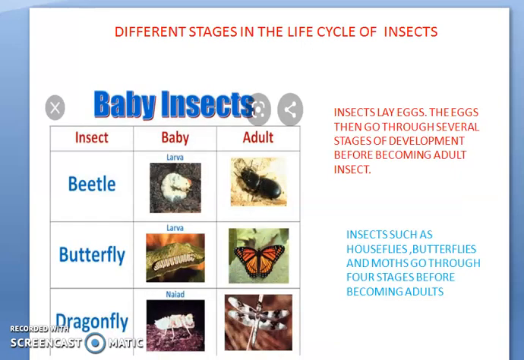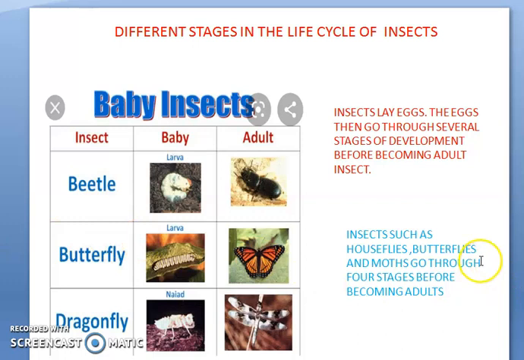So last class we learned that insects are animals which lay eggs. They reproduce by laying eggs. The eggs then go through several stages of development before becoming adult insects. When they hatch out of the egg, they do not look like the parent insect. Rather, they look like a worm. So they have to go through several stages of development before becoming an adult insect.